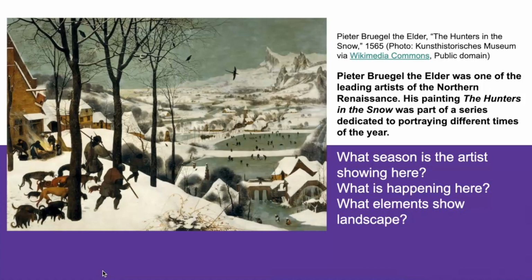So I want you to think for a second, what season is the artist showing here? If you said winter, you're correct. What is happening in this picture? I want you to look at all the parts. And remember, I said sometimes people and buildings and structures are part of a landscape, but remember the overall bits show a big sky, shows a wide perspective, shows the land, right? We can see those mountains in the distance. We can see foreground, middle ground, background. So we've got that same structure.